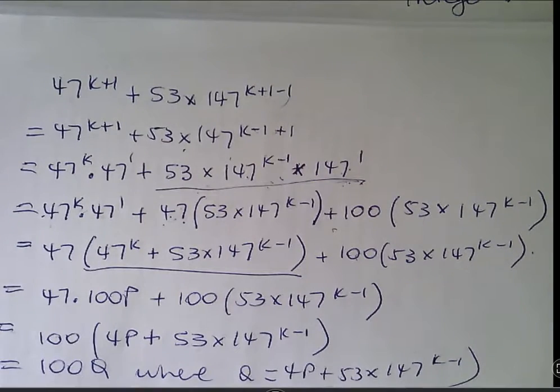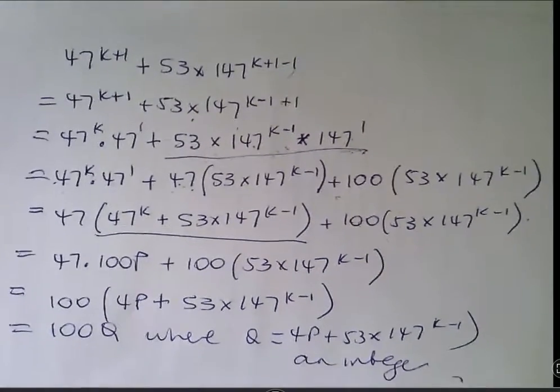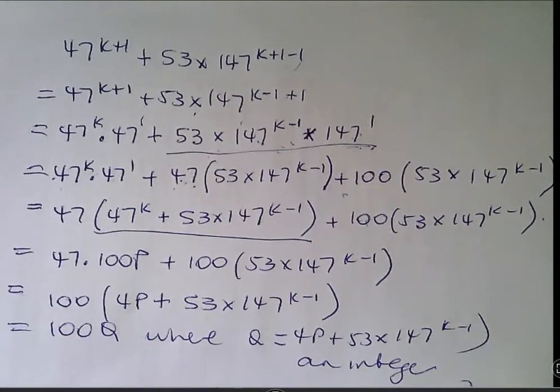Hence, if it's true for n equals k, it's also true for n equals k plus 1. Since it's true for n is 1, then it must be true for n is 1 plus 1, which is 2, 2 plus 1, which is 3, etc., and so on, for all n greater than or equal to 1. All right?